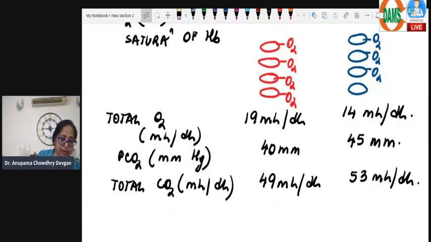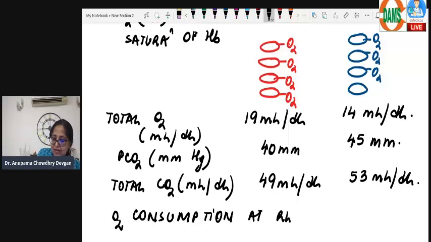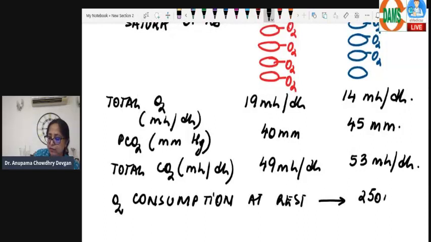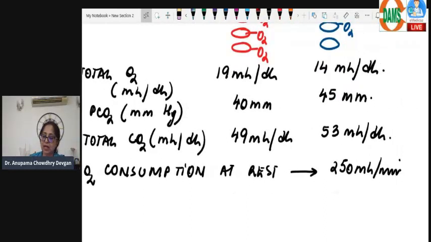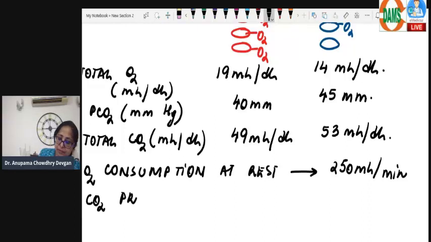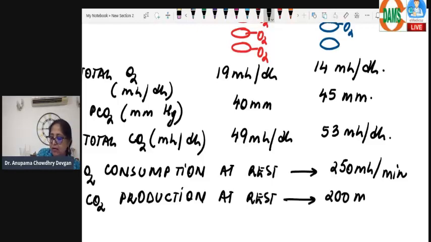Then the next important point, what is the oxygen consumption at rest? Oxygen consumption at rest is 250 ml per minute. Even when we are at rest, we are consuming 250 ml of oxygen in 1 minute. CO2 production at rest is 200 ml per minute.